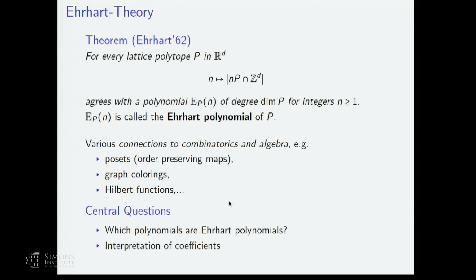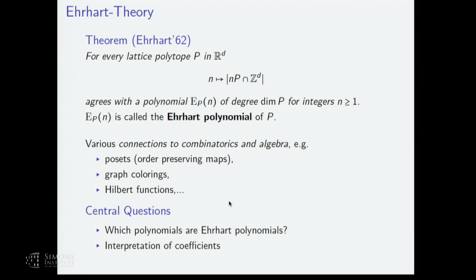A central question in Ehrhart theory is: can we characterize Ehrhart polynomials? What makes a polynomial an Ehrhart polynomial? And closely related to that, can we interpret the coefficients? It encodes a variety of properties for sure. We already know the degree of the polynomial is the dimension of the polytope, but then it encodes more. For example, the leading coefficient is always the volume. The second highest coefficient is related to the surface area. The constant coefficient is 1.